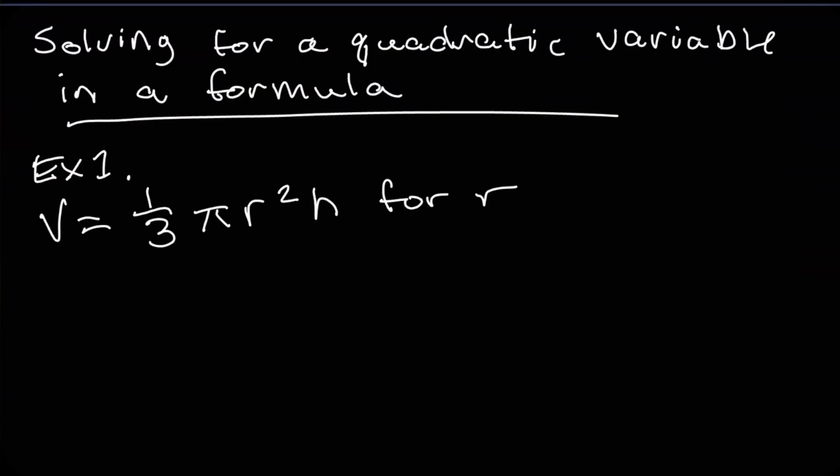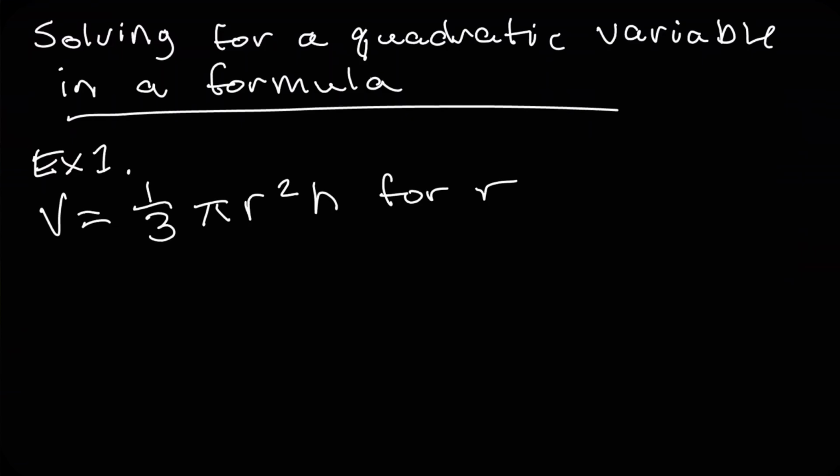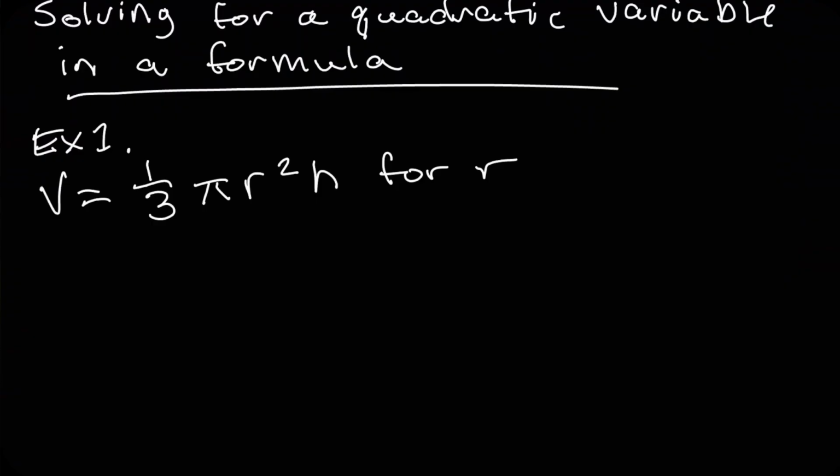Sometimes you need to use the quadratic formula in order to solve for a specific variable in one of your equations. In our case, we want to try to solve for r, and our equation is v equals 1/3 pi r squared h. So let's see if we can go ahead and try to solve for r. So we want to try to isolate r here.